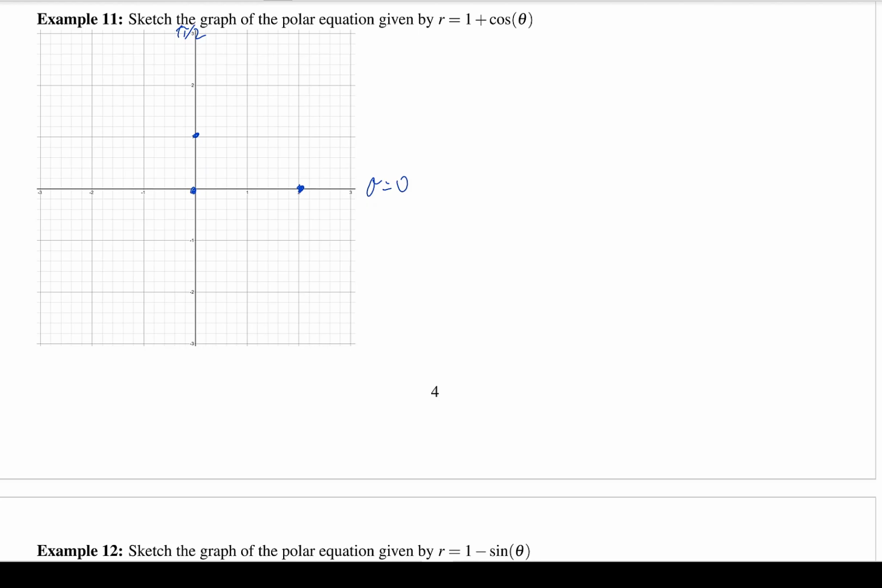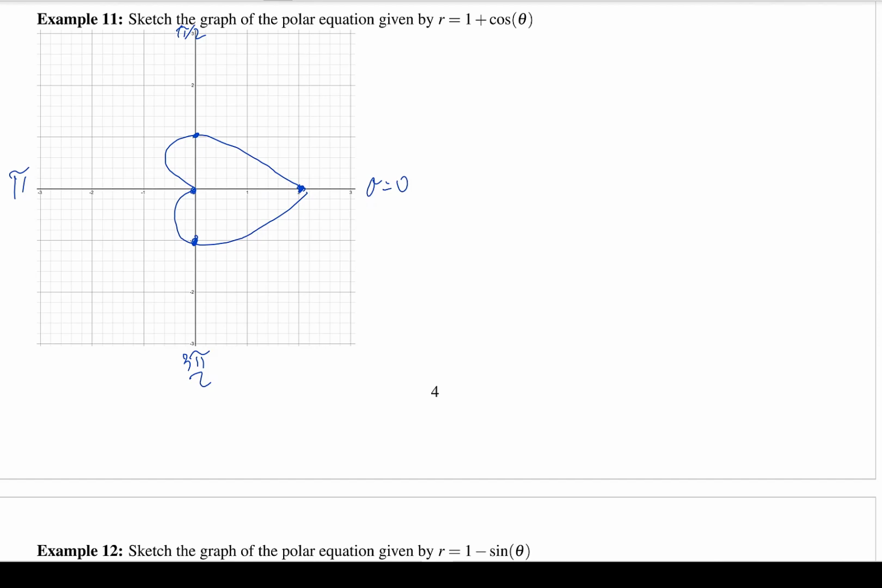And when I have, sorry, that was pi. When I have theta equals 3 pi over 2, I'll get 1 plus 0 is 1, so I end up right here. And so what this graph looks like, actually, is a heart. It's a pretty lovely graph. And this type of graph is called a cardioid.